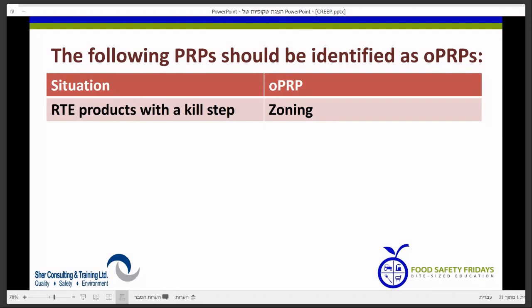Changing of clothing, disinfection of hands, disinfecting materials, just looking at how we move from zone to zone, depending on its level. We call the zones where ready-to-eat products are already being handled high care zones or high risk zones, and they should be managed accordingly. This should be an operational prerequisite program.